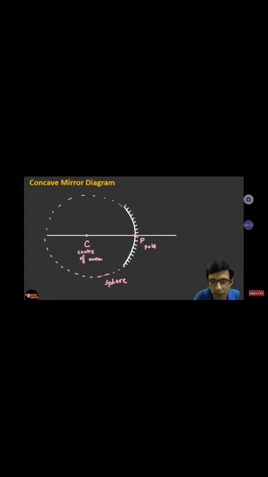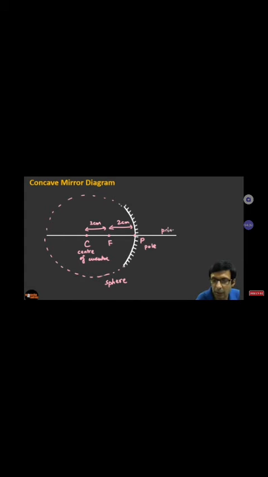And where is the focus of this mirror? Half of C. Excellent, right? So the focus lies exactly in between P and C. Okay, so this distance, let's say you've drawn it as 2 centimeters, this is also going to be 2 centimeters. So please remember that.